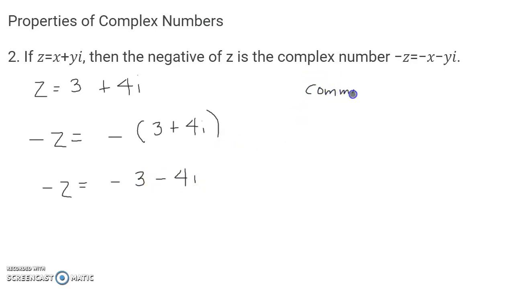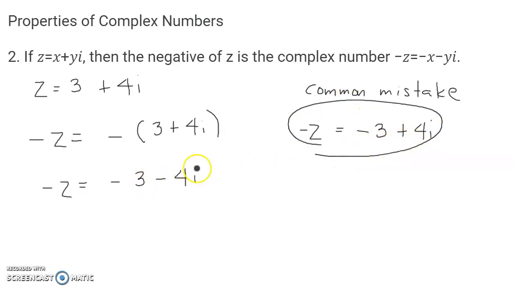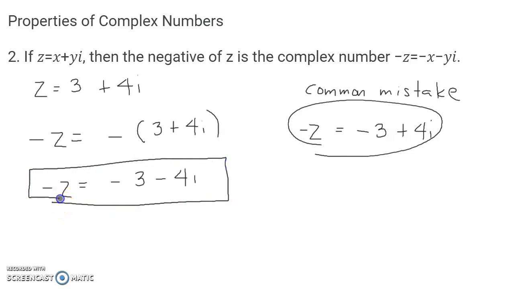A common mistake is that if we multiply by negative, some students multiply only the real part. So as we can see, the negative value is not distributed to the positive side. This is the common mistake of most students. So this is what should be our answer for number 2, if we multiply negative 1 to our z.